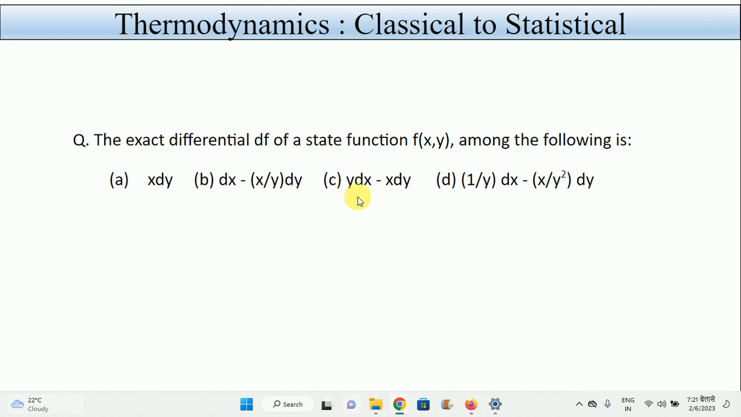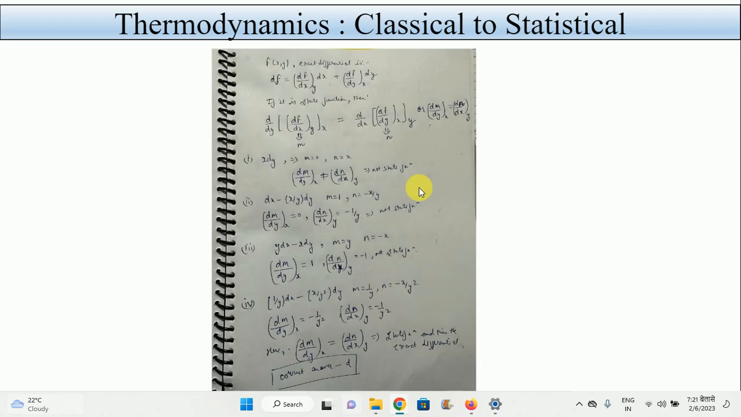Then this third option, y dx minus x dy. So M is y, N is minus x. Differentiating M with respect to y, we get 1, and N with respect to x, we get minus 1. So this is also not a state function.